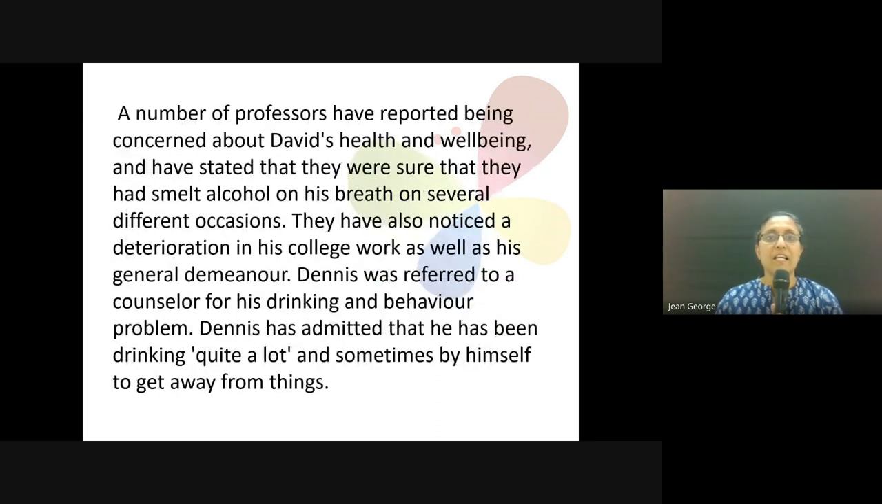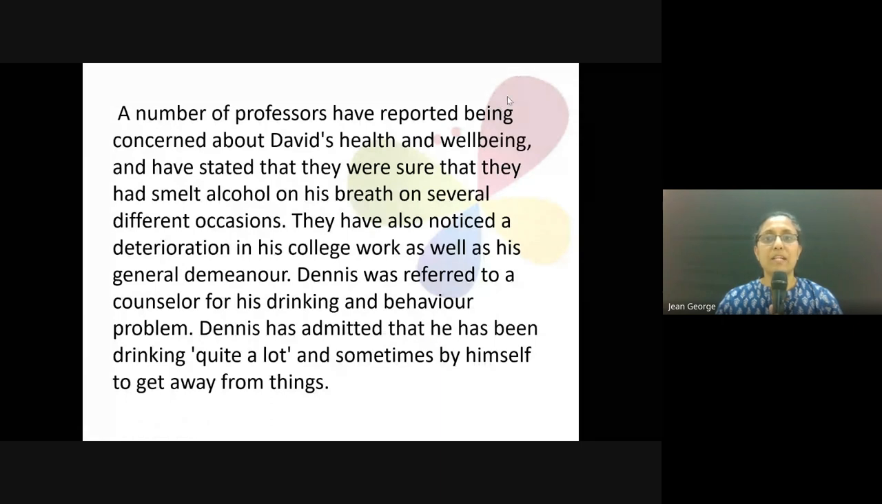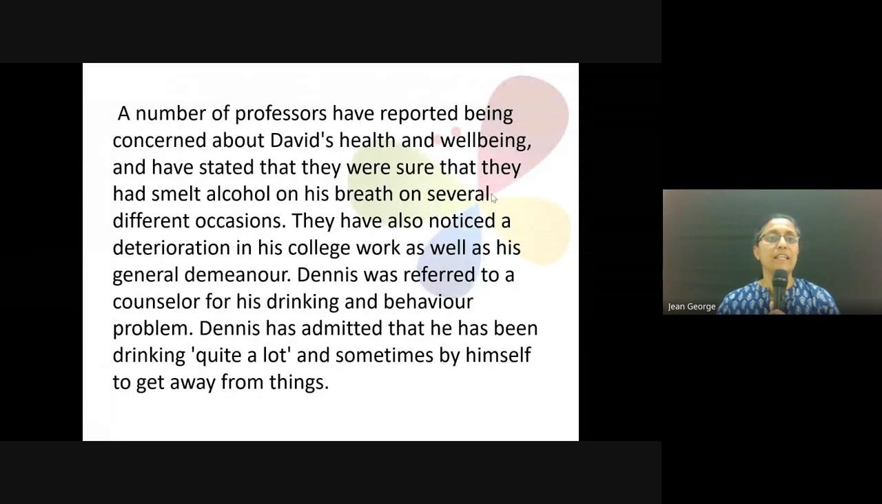to professors. A number of professors have reported being concerned about Dennis's health and well-being and have stated that they were sure that they had smelt alcohol on his breath on several different occasions. They also have noticed a deterioration in his college work as well as his general demeanor. Dennis was referred to a counselor for his drinking and behavior problem. He has admitted that he has been drinking quite a lot and sometimes by himself to get away from things.